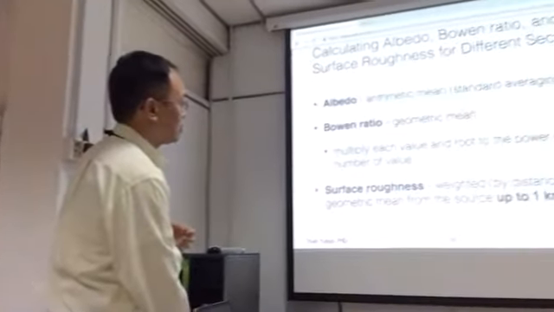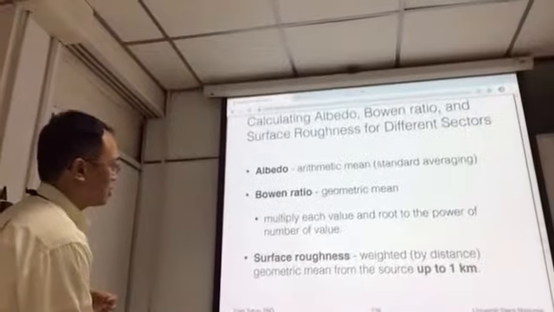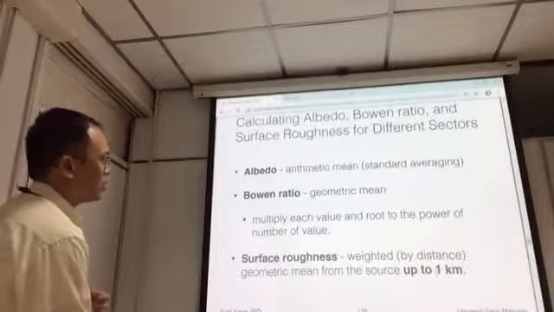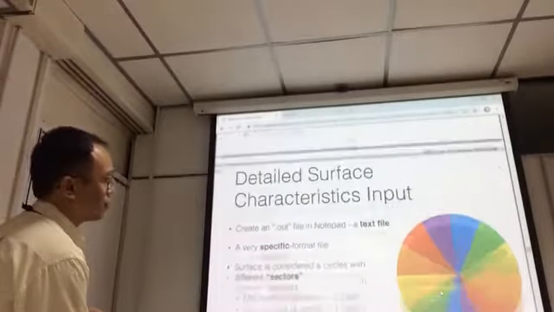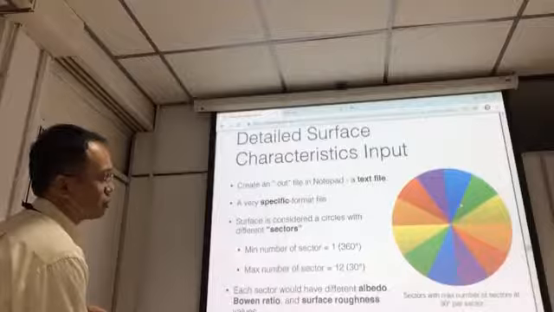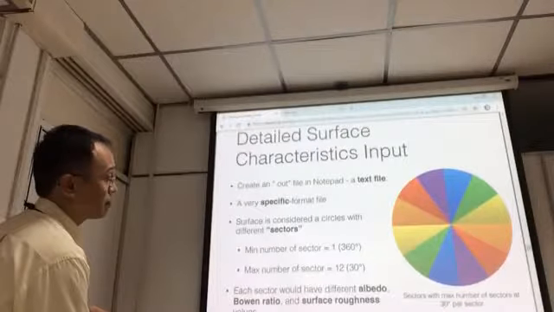Surface roughness is weighted by distance, geometric mean from the source up to 1 kilometer. So we consider surface roughness from this point here only up to 1 kilometer. We don't have to worry so much about the far end.